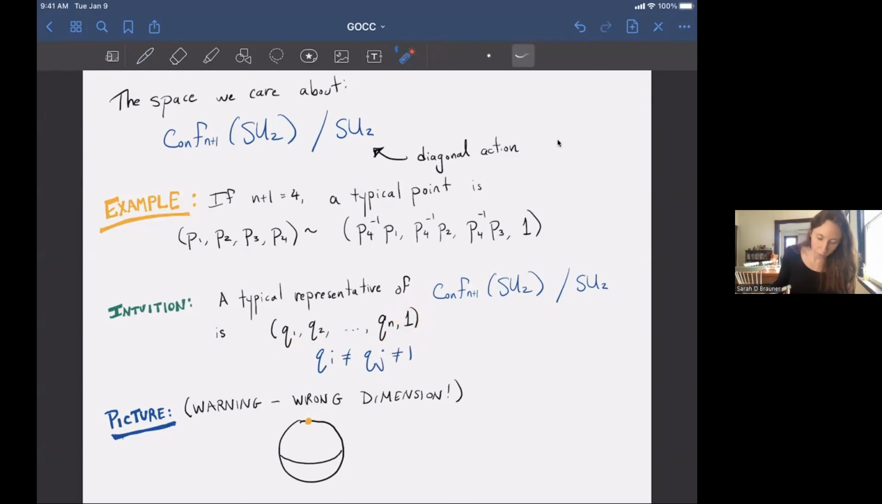So we can try and picture this. I can't draw a 3 sphere, but let's just pretend or get intuition from a 2 sphere here. So what I'm basically saying is I'm picking n distinct points on this sphere, and I'm not allowed to pick the North Pole. Okay, and that's really what this space looks like.